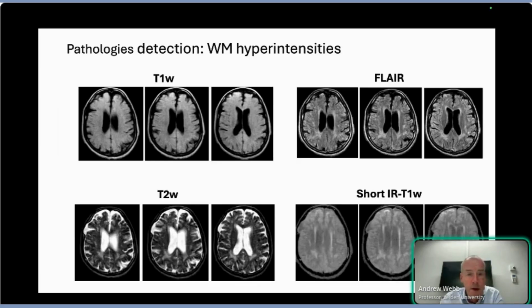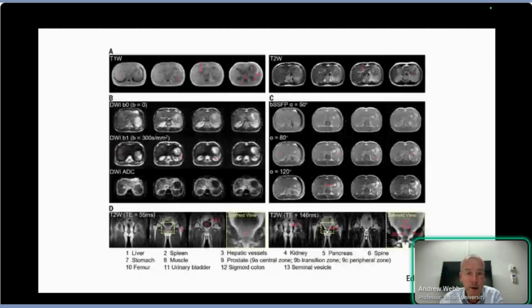And this is another example here with a little bit of AI denoising going in. This is again in a healthy volunteer, but an older subject, looking at white matter hyperintensities, which you can see very easily on the FLAIR and the T2 weighted scans. So again, these types of scans could certainly be used clinically.